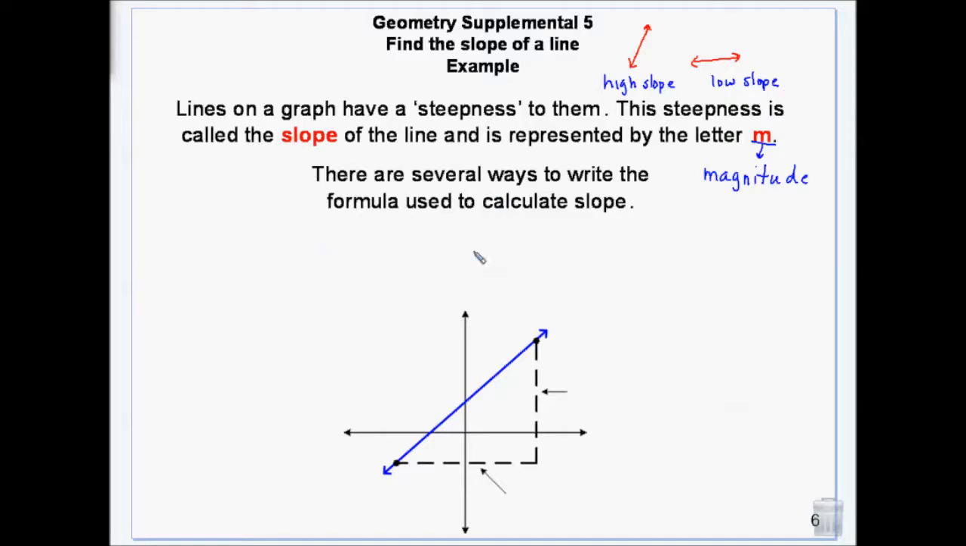Okay. There are a lot of ways to calculate slope. The idea, though, is that slope, which equals M, is how far you move up over how far you move over. So we have rise over run. The rise is the change in y, and the run is the change in x.